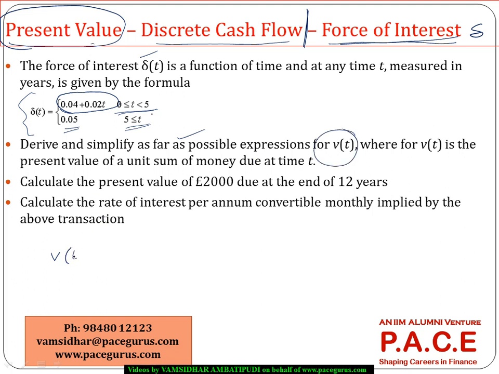So we know that V of t is nothing but a discounting factor of a cash flow of 1 received at the end of t periods. At the end of t periods, if $1 is going to be received, what is the present value of the same? So I can write V of t as e power minus integral of 0 to t delta s ds. Here I have to see whether t is greater than 5 or less than 5, we'll come to it. This is the regular usage for finding out the V of t.